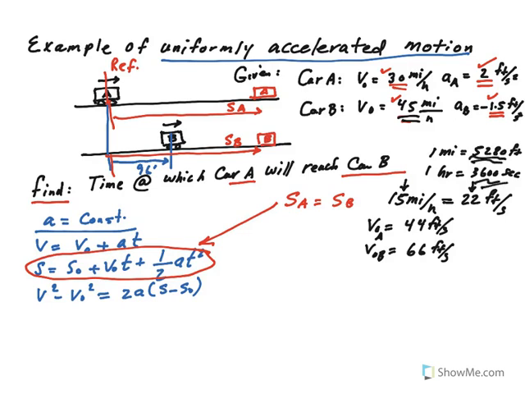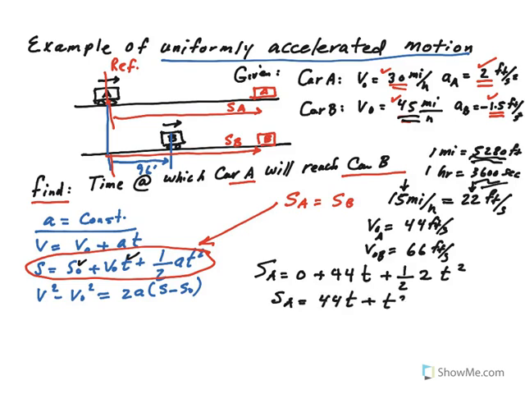Okay, so let's go ahead and establish the equations in terms of position. Let's start with S sub A. The initial position is 0 because we are at the reference. The initial velocity of A, we just did the conversion, is 44 times t, right? Plus 1/2 the acceleration of A, which is 2, times t squared. So if I clean this up, which is not much cleaning up, it's 44t plus half of 2 becomes t squared. So that's S sub A.